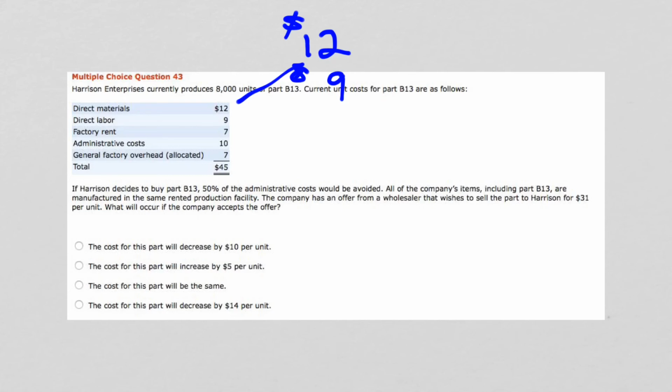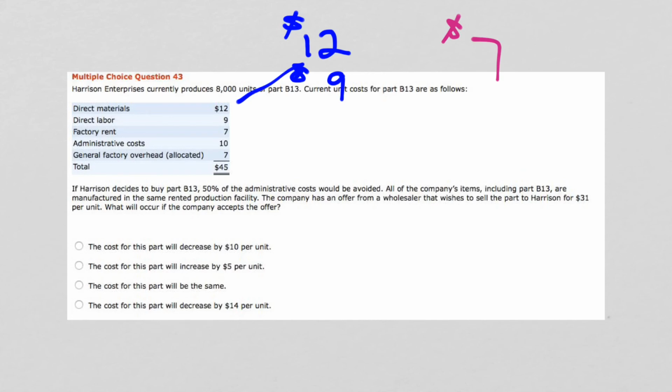So let's see more about what the problem tells us. See where it says Part B13 there? Rather, it says all of the company's items. So let's read this all together. All of the company's items, including Part B13, are manufactured in the same rented production facility. So that tells you that even if we drop producing Part B13, we're still going to have the rent because we have that for the other products. So that's an unavoidable cost, and we'll continue to have that rent. So the rent will not be dropped. It'll be allocated somewhere else, but it'll still be a cost that we're incurring.